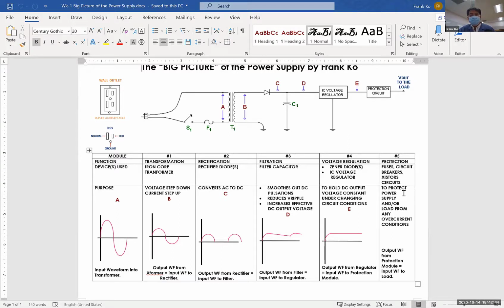And what is the purpose that is accomplished in module number 4? Can you read that for us, please, Jeremy? To hold DC output voltage constant under changing circuit conditions. That's really important, under changing circuit conditions. That is the fundamental difference between your battery packs and a voltage regulator circuit board.